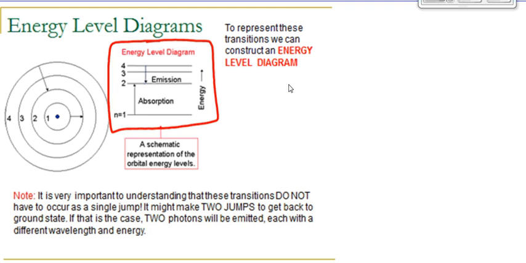But this diagram is actually, I mean, this is the real type of diagram they use to document the absorption and emission of energy from an atom. And you see down here at the bottom, it is very important to understand that these transitions do not have to occur as a single jump. Maybe this electron will jump from here to here, and then it'll jump from here to here. If it does that, there's more than one photon that is emitted, so you can't just ignore the steps that you use to get there. You have to look at each individual piece.